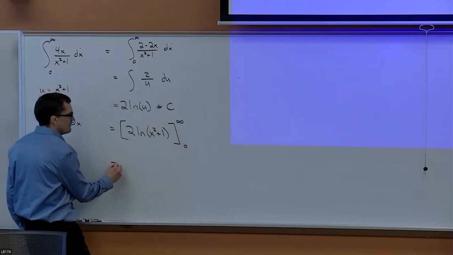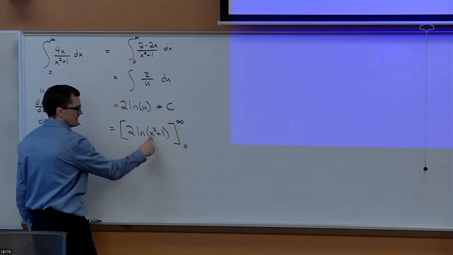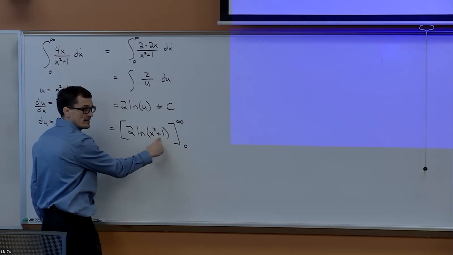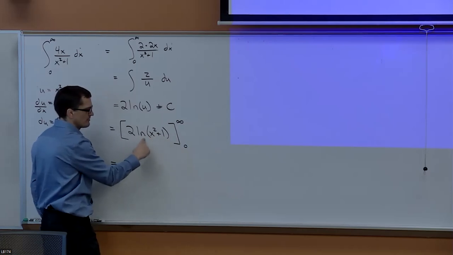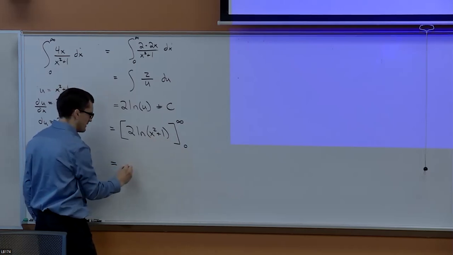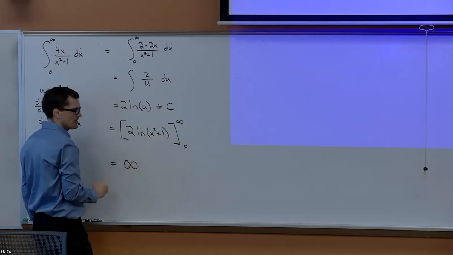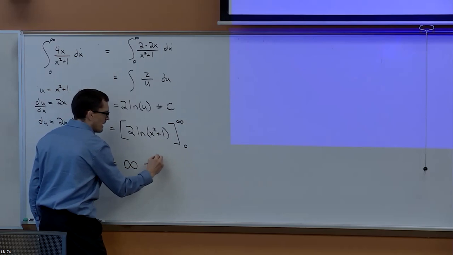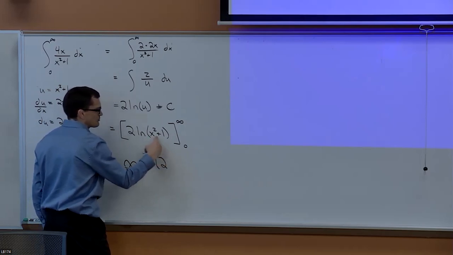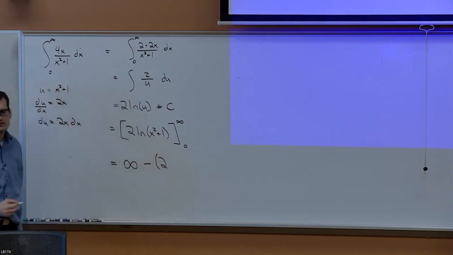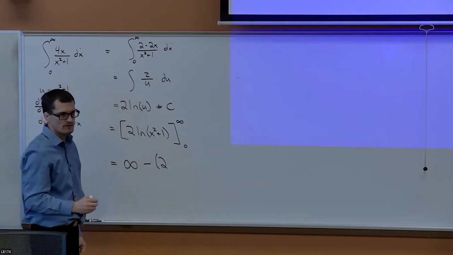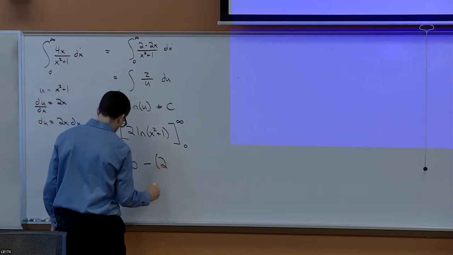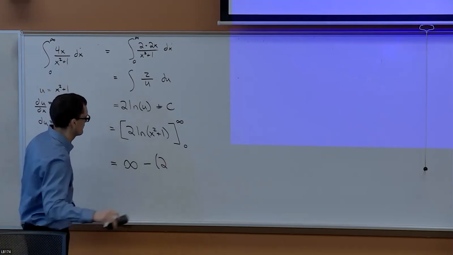When I plug in infinity, this becomes really, really big. Natural log of things getting really big is going to be infinity when I plug infinity in. When I plug in 0, I get 2 times natural log of 1. Natural log of 1 is 0. So I just get 2 times 0, which is 0.